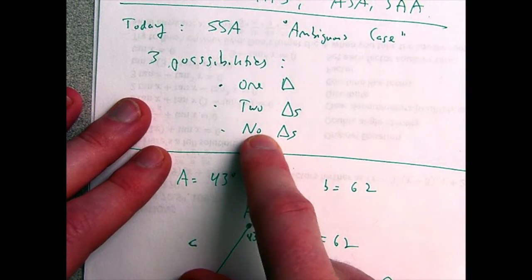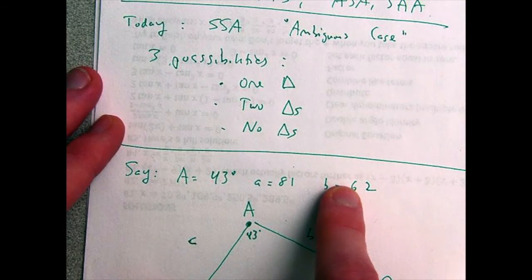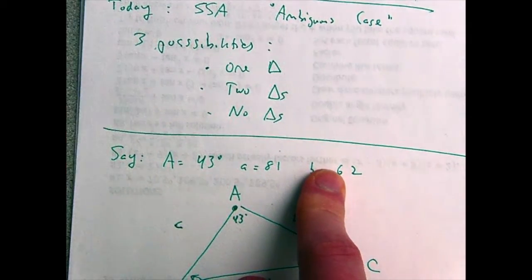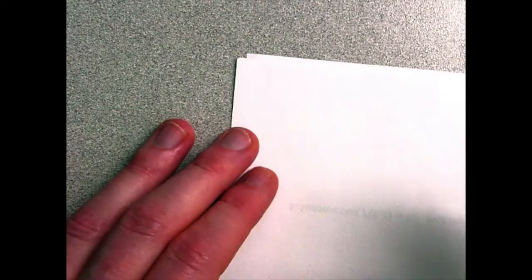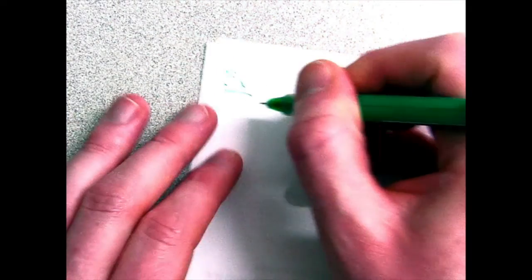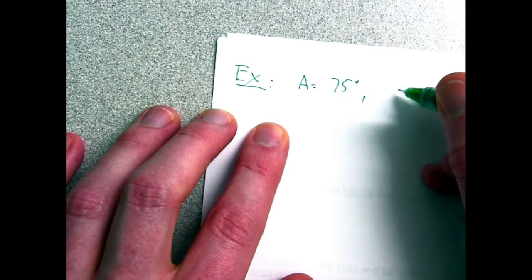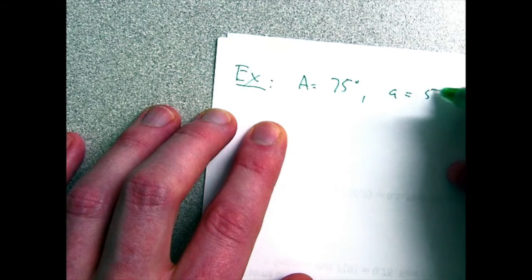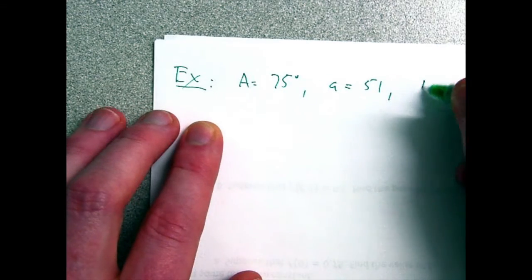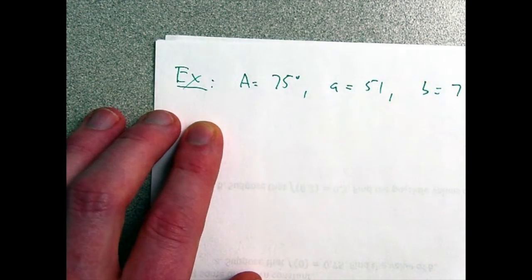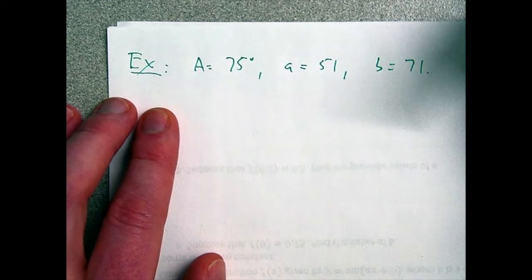Now, there is one more possibility. It's possible that there are no triangles which match the given data, okay? Let's do an example where that happens. Let's suppose that, and this won't take long, angle A is 75 degrees, and little a is 51, and little b is 71.